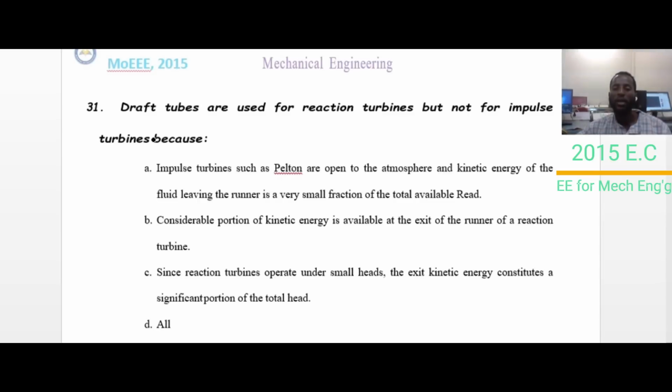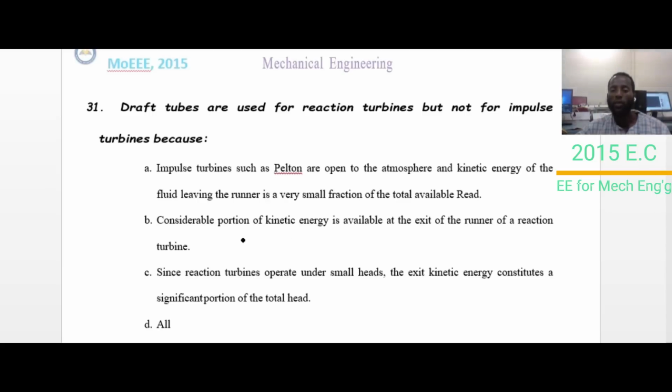Next, draft tubes are used for reaction turbines but not for impulse turbines because: A. Impulse turbines such as Pelton are open to the atmosphere and kinetic energy of the fluid leaving the runner is a very small fraction of the total available head.